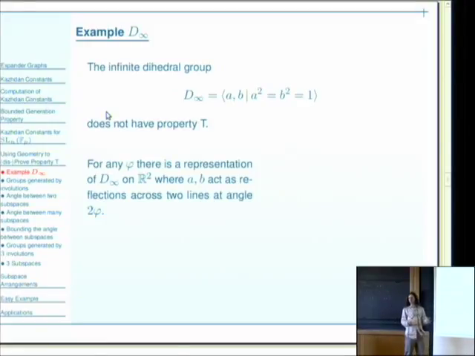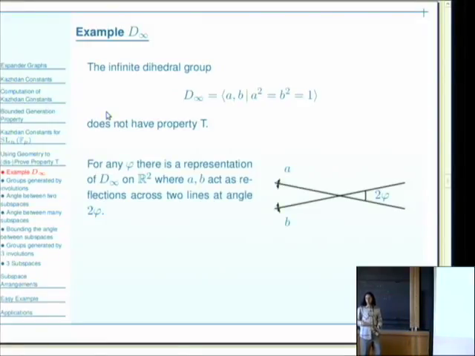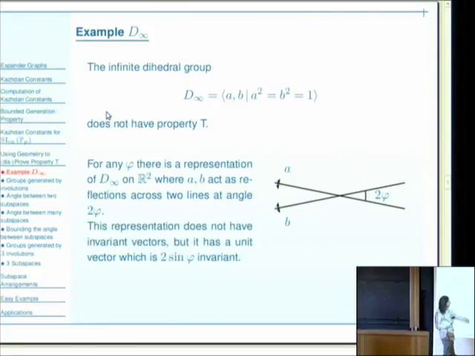You can build a two-dimensional representation by just picking two lines in the plane and taking two reflections with respect to these two lines. The reflections are of order 2, so you have a representation of the infinite dihedral group. Okay, so you take these two lines and you pick a vector exactly in the middle. A sends it to here, B sends it to here. If the angle is very small, this vector is moved a little bit by every generator. And if you compute it, you get that this vector is 2 sine phi almost invariant with respect to the generating set consisting of A and B.